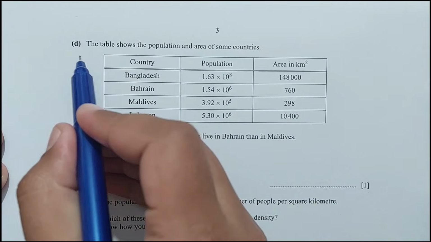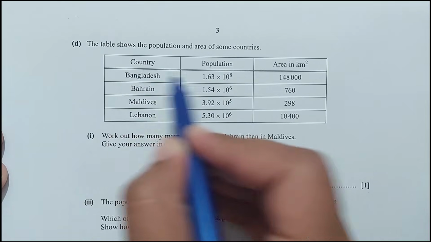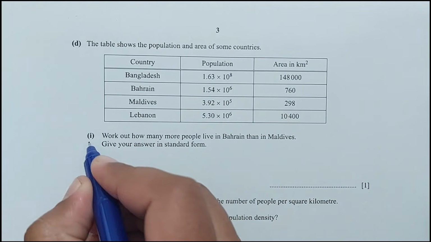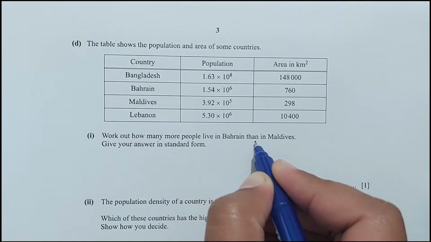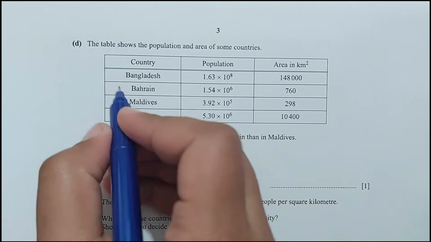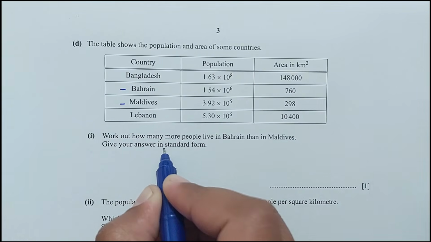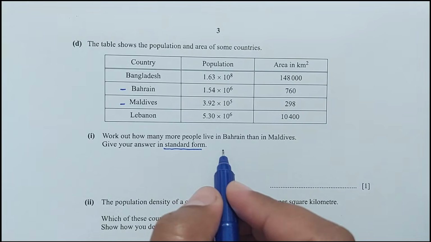Now for part D: the table shows the population and the area of some countries. Countries, population and area in square kilometers. Number 1, work out how many more people live in Bahrain than in Maldives. Give your answer in standard form. How many more people? It means we have to subtract.